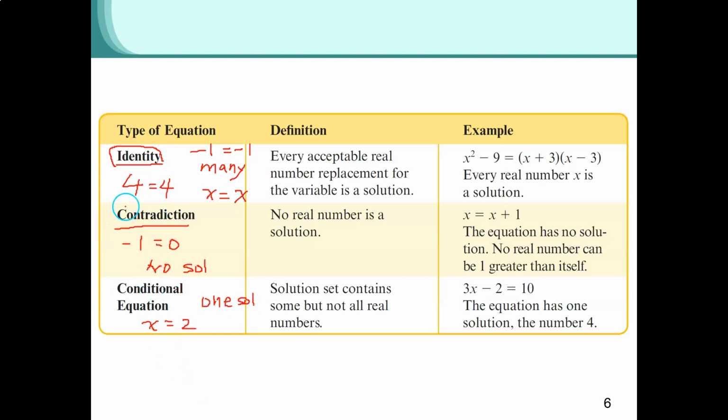So recognize what type of equation you have. Do you have an identity equation? That means many solutions. Contradiction, no solution. Or conditional equation, that means one solution.